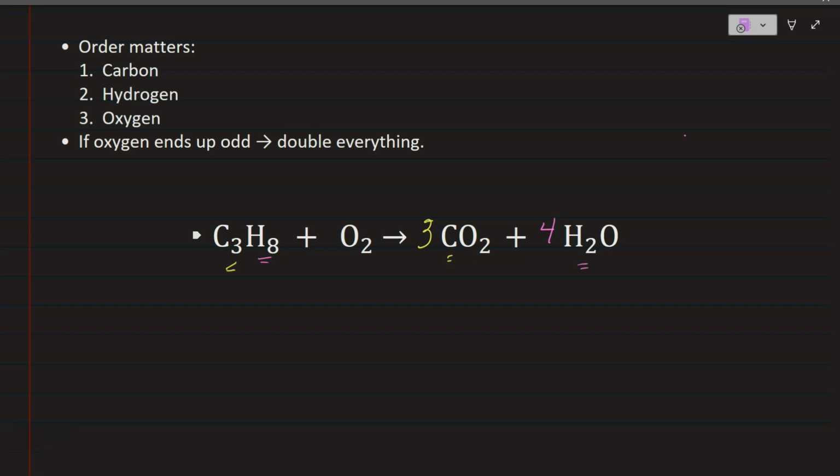Now we're going to start counting. Now remember, you still need to be able to count all the atoms on one side and the other side, and they all have to match.